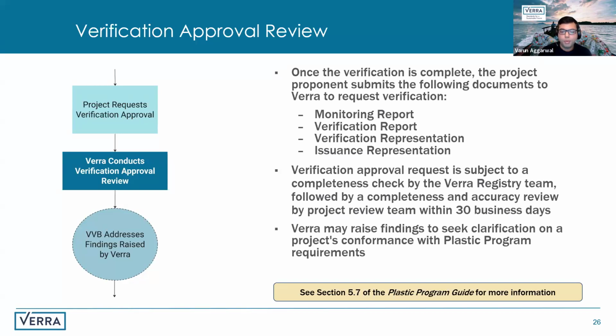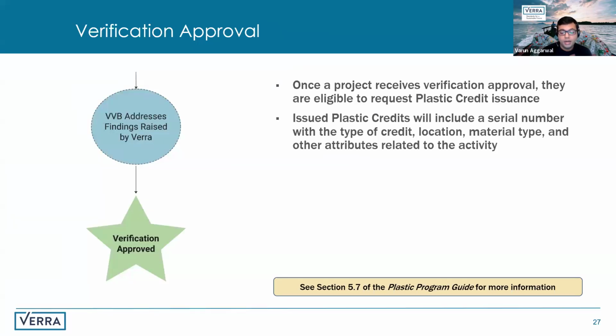So that is done, and we prepare a findings report and share it with the VVP. And similar to validation, those findings need to be addressed by the VVP and the project proponent. And once that is done, a project is ready to generate plastic credits, which is the ultimate end goal for any project, that they are eligible now to generate plastic credits for the quantities that have been verified. Now, post-verification approval, as I said, issuance of the plastic credits can be requested.